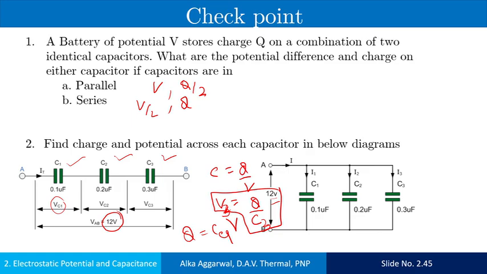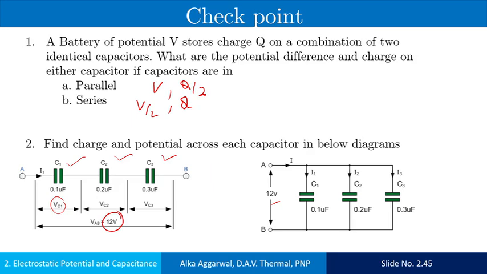Now the second diagram, in this the capacitors are arranged in parallel. Capacitors are arranged in parallel, it means the potential is same across each capacitor and its value is equal to 12 volt. For charge, use the relation Q equals to CV. For Q1, put the value of C1 and potential. For Q2, put the value of C2 and potential, and so on.